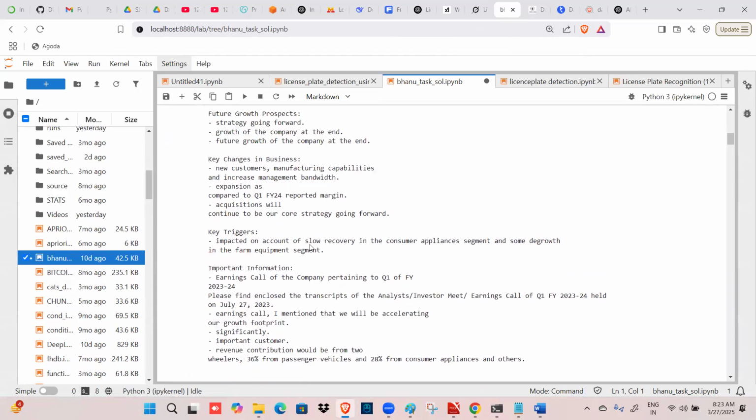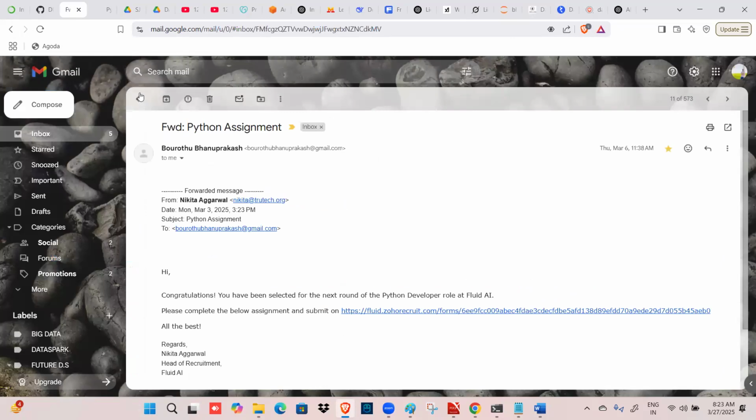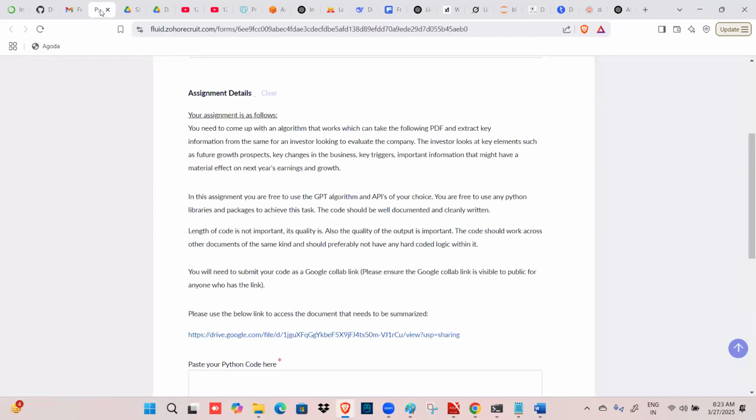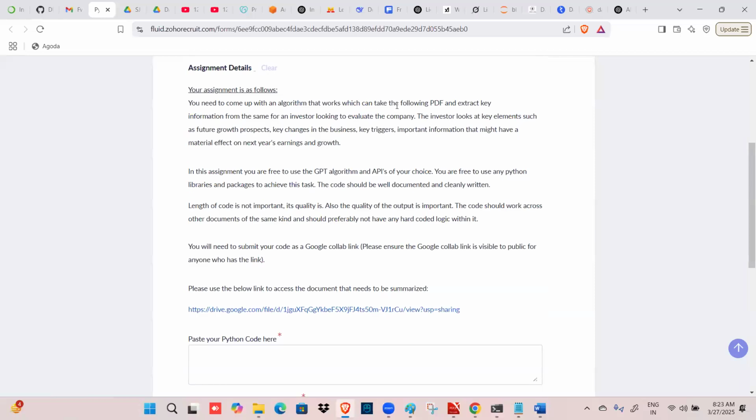What is the important concept here? We have written a prompt, and that prompt is also given inside this mail itself. They give this complaint here: you need to come up with an algorithm which can take the following PDF and extract key information from it for an investor looking to evaluate the company. The important concepts are future growth prospects, key changes in the business, key triggers, and important information that might have a material event. We need to extract only this information from the PDF.